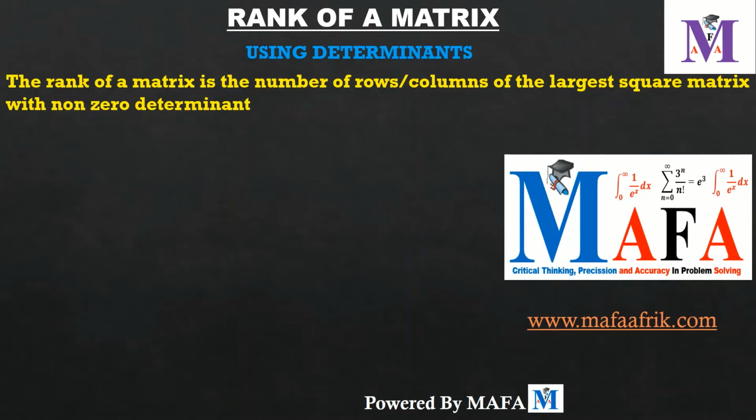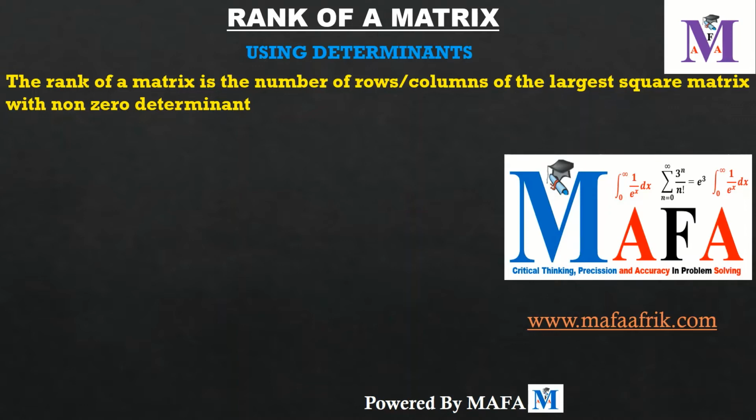So simply, when we are given our matrix, we identify if the matrix is a square matrix. If it is a square matrix, then we find the determinant of this matrix, and then if the determinant of that matrix is not equal to 0, then the rank of our matrix is simply the number of rows or the number of columns of that square matrix. In that, for a square matrix, the number of rows and the number of columns are the same. So the rank of the matrix is either the number of rows or the number of columns, because they are the same.